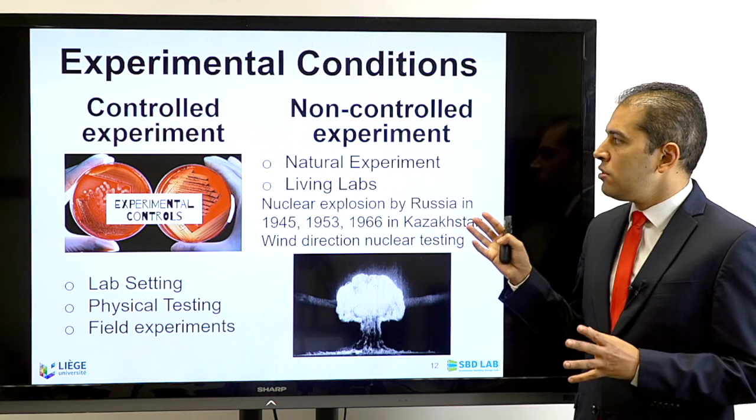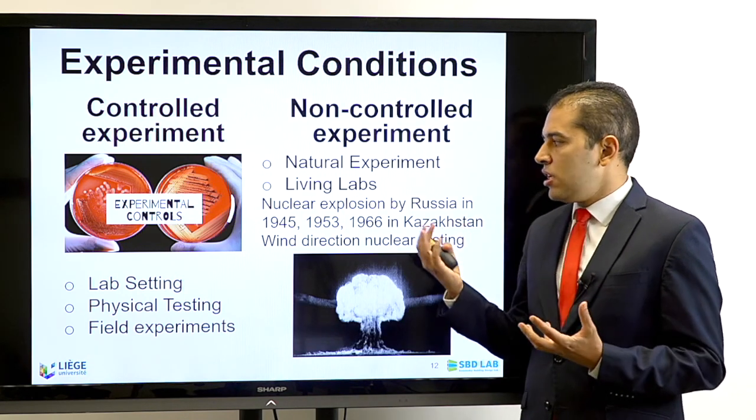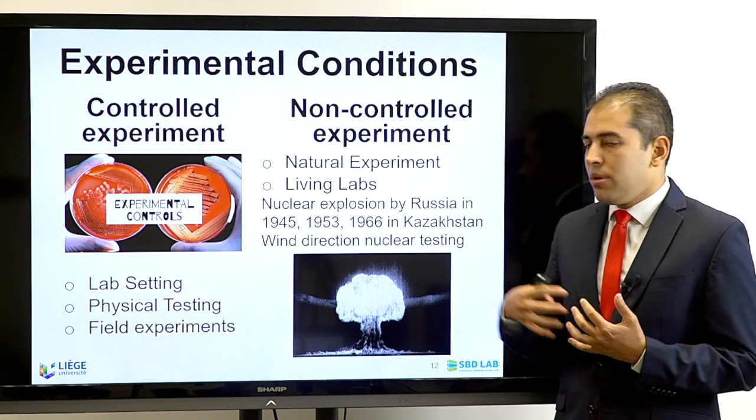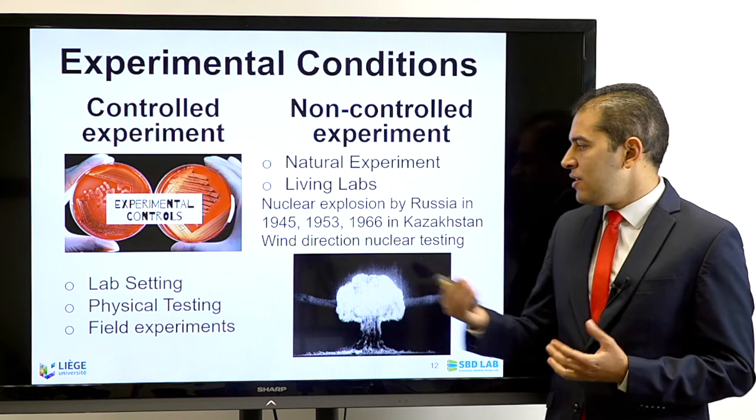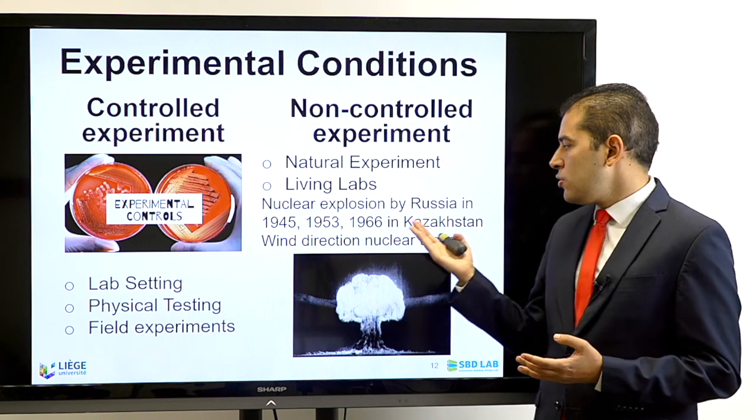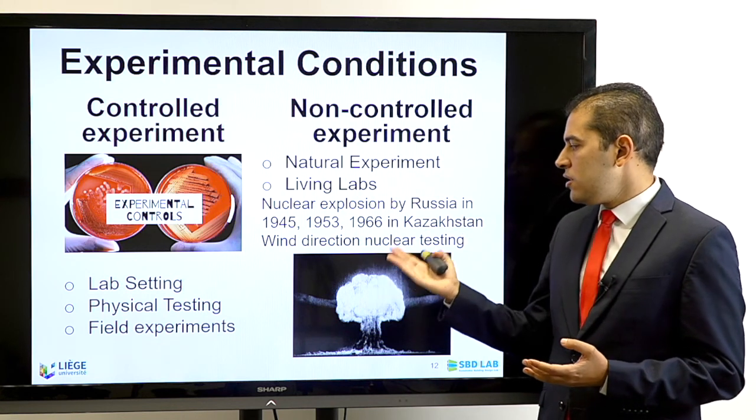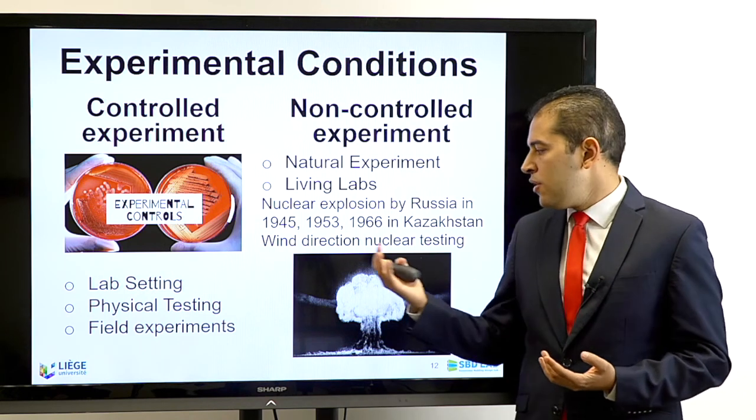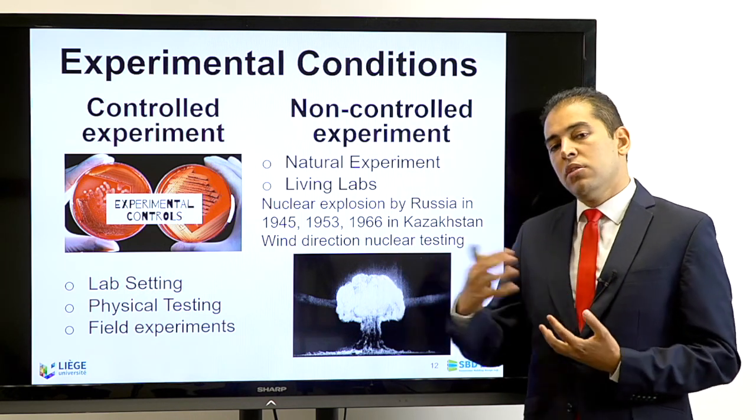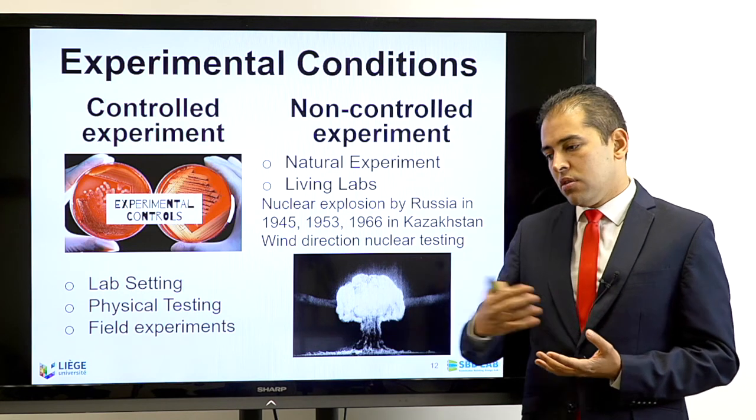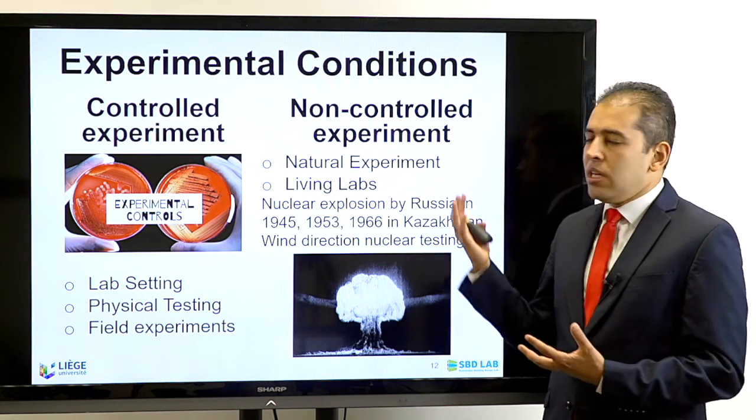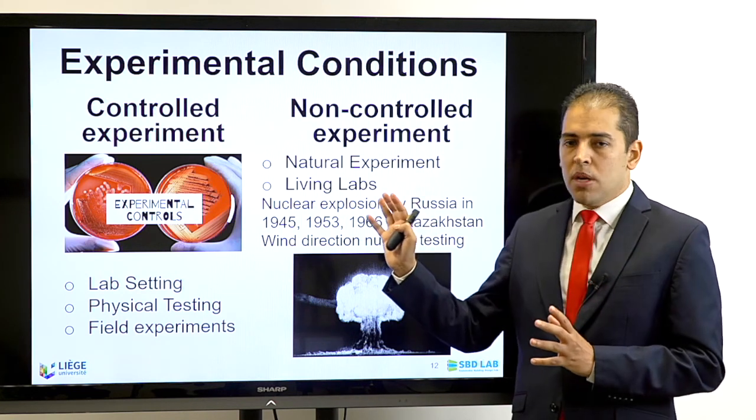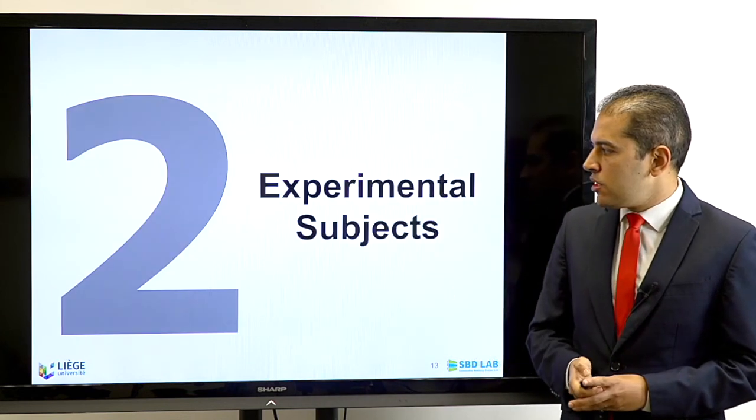I'm not talking about non-controlled experiments, where we have more natural experiments or living labs. This will be in the following videos on observational research, but here is an example: the nuclear explosion tests conducted by Russia in 1945, 1953, and 1966 in Kazakhstan to investigate the effect of wind direction on the nuclear effect. This is an example of a non-controlled experiment. I'm not going to talk about this type of experiment in this presentation. I'm mainly talking about controlled experiments.